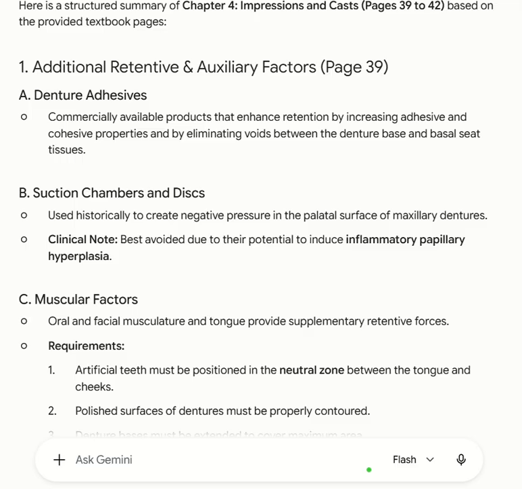Polished surfaces of dentures must be properly contoured. Denture bases must be extended to cover maximum area. Occlusal plane must be at the correct level.